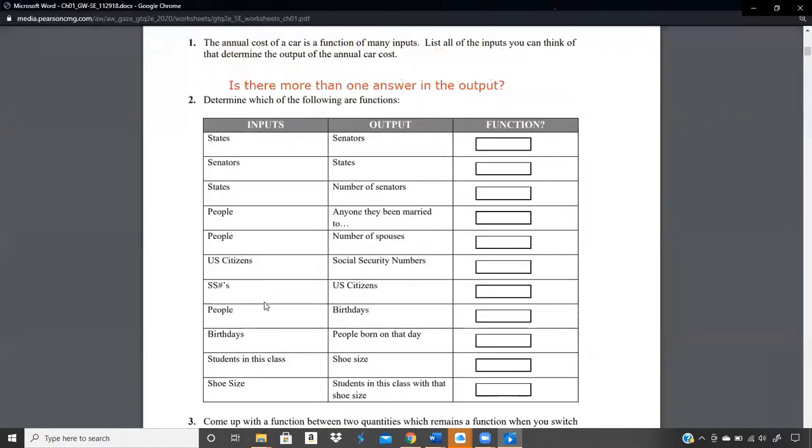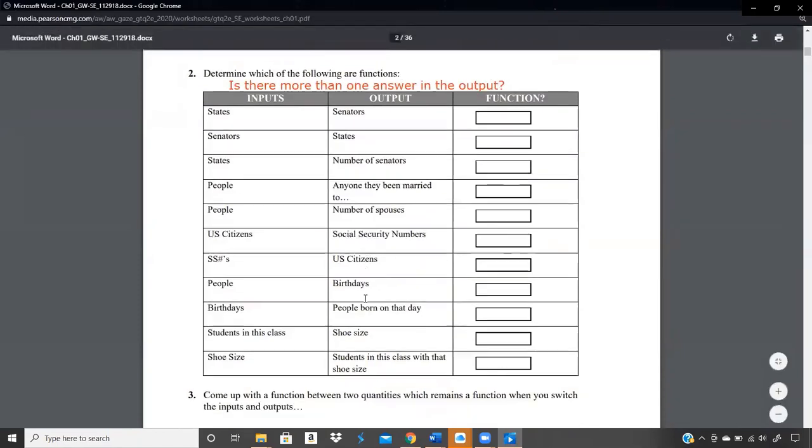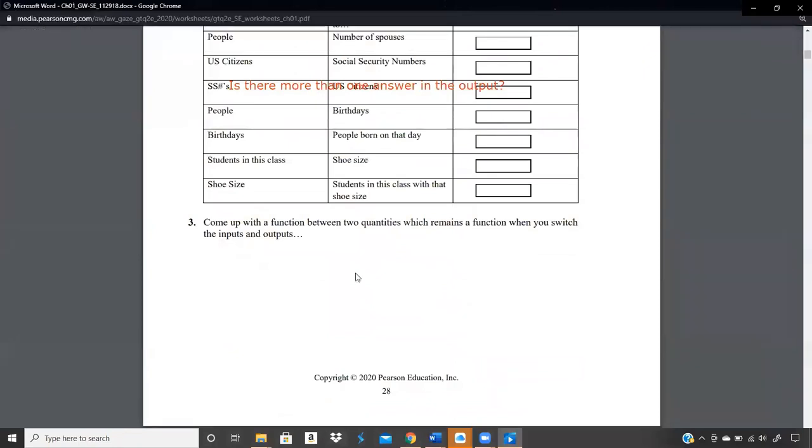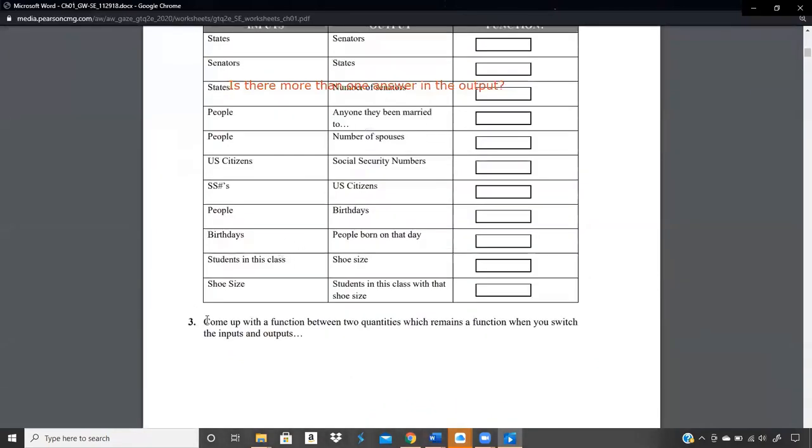And I'm not looking for paragraphs. A sentence is nice enough. If you can say it with a couple of words, that's fine. There will be times where we're looking for deeper analysis. This is not the time for that, though. Number 3, come up with a function between two quantities which remain a function when you switch the inputs and outputs. This one can be quite challenging, but I want to see if at least a couple people can get one of those right. So make sure you're referencing question 3 if you're doing that.